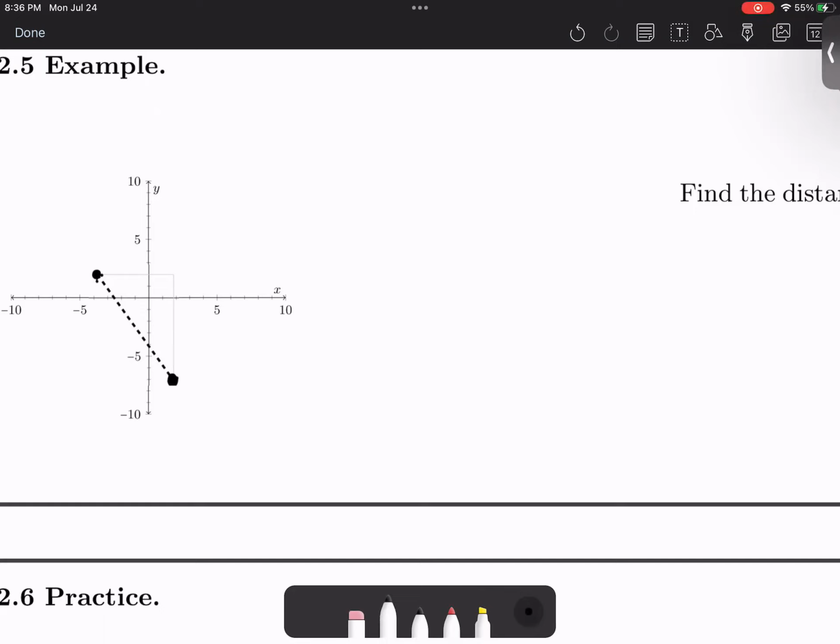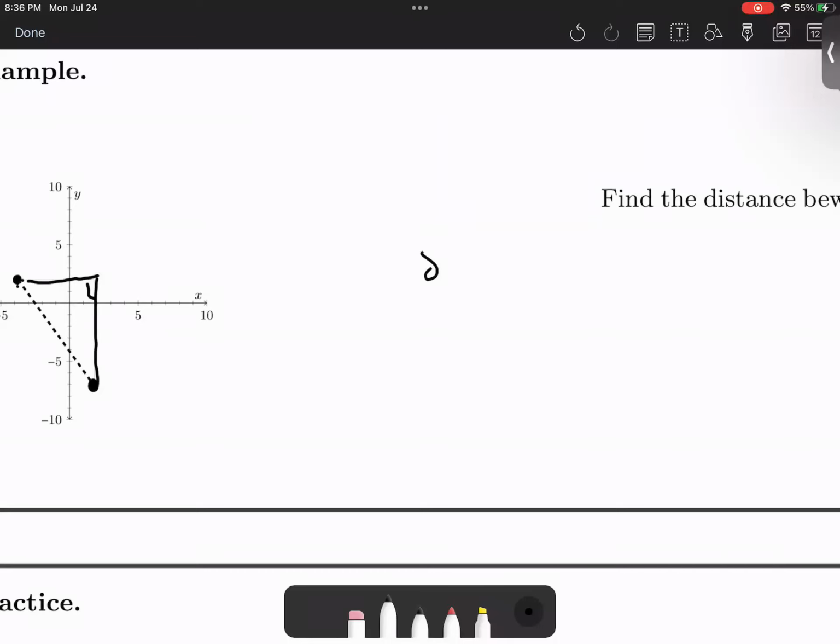And by Pythagoras' theorem, that's the hypotenuse of a right triangle. Therefore, the square of that distance will be, let's give some names to things. We could call that change in x, right? Delta x. We could call this change in y. So this will be delta x squared plus delta y squared.